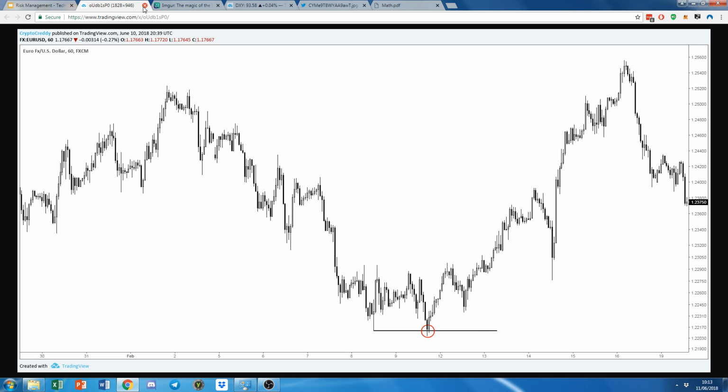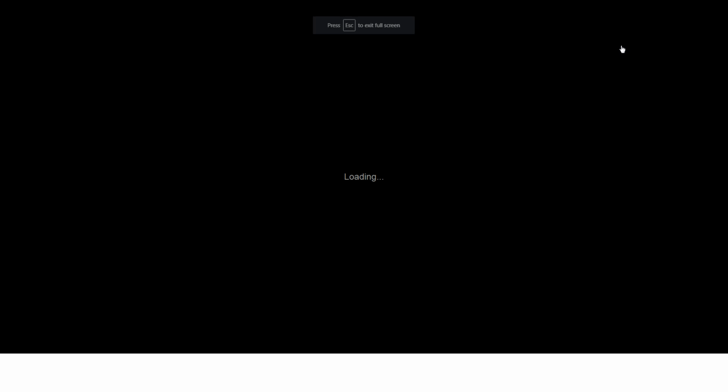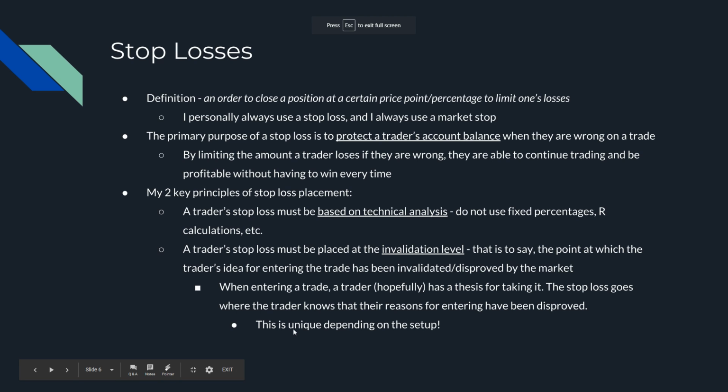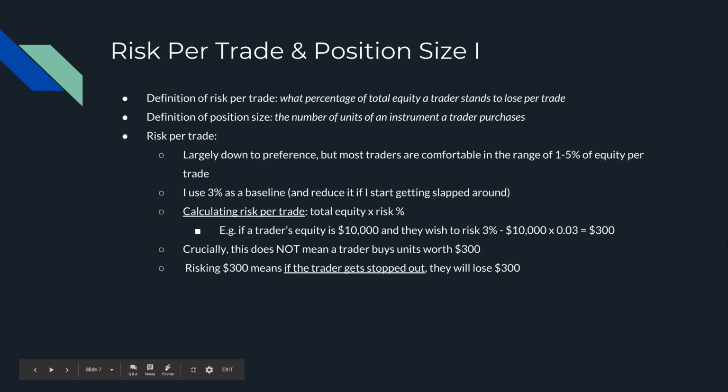Hopefully that's clear. As much as I'd love to give you some sort of magic number or formula for stop placement, I do mean it when I say this is unique depending on the setup and how you trade. So let's jump into risk per trade and position size. Now these are two different things, and there are a whole host of misconceptions about these two concepts that you see on Twitter and elsewhere. So let's pay attention here.